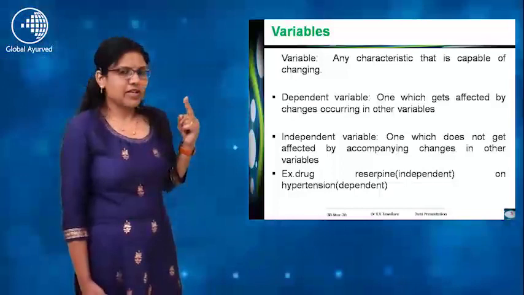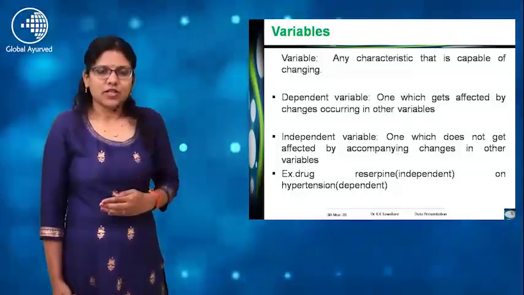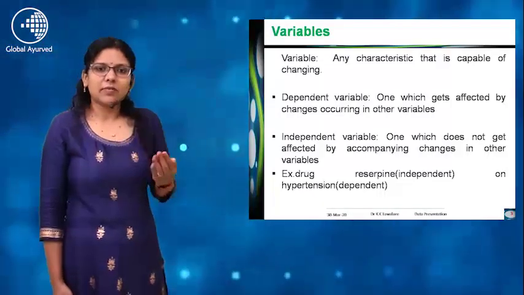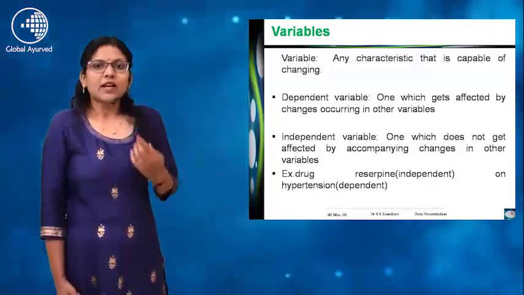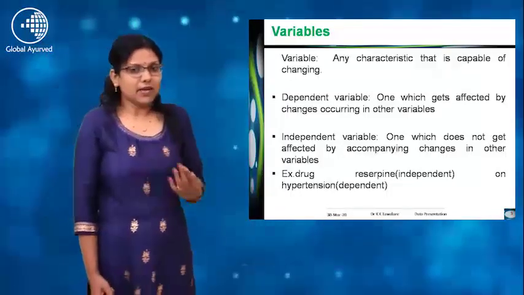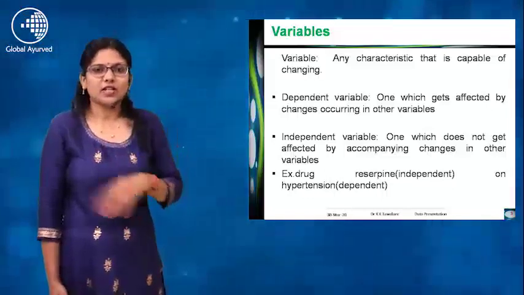What is meant by variable? Variable means any characteristic that is capable of changing. It's called the variable. There are mainly two types of variable, dependent variable and independent variable. Dependent variable means one which gets affected by the changes occurring in another variable, and independent variable means one which does not get affected by accompanying any change in another variable.